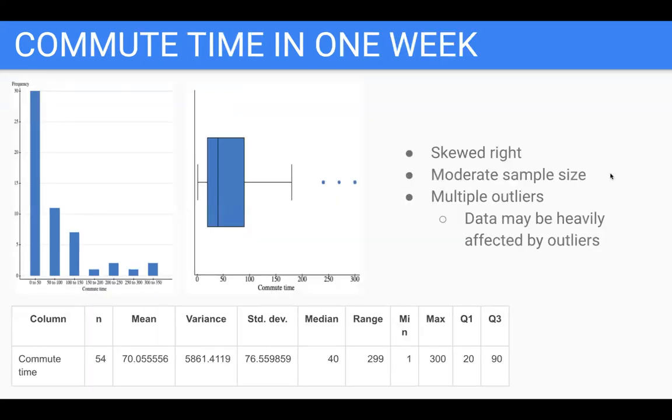Now, when we go on to our commute time in 1 week, you can see that a lot of this was skewed to the right. Again, it was a moderate sample size with 54 people that we did survey. But there were multiple outliers that can affect the data, where our mean was 70, but if you look over here, it does look like most of our people that we did survey were within the 0 to 50-minute range.